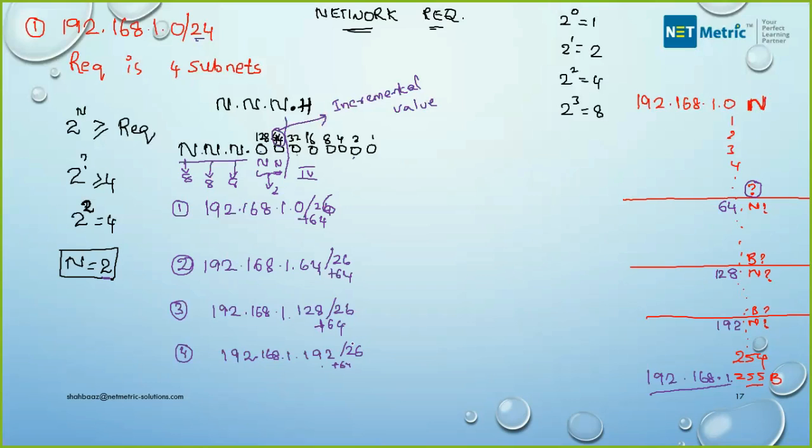32. So your first network will be 192.168.1.0. Second network will be 0 plus 32. Just add by 32. 32 plus 32, 64. 64 plus 32, 96. 96 plus 32, 128. 128 plus 32, 160. 160 plus 32, 192. Like this, you will get many networks. What will be the subnet mask for every network? 27, because 24 plus 3 bits we have added, it will be 27.